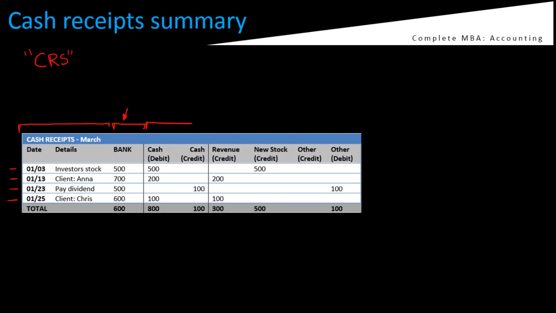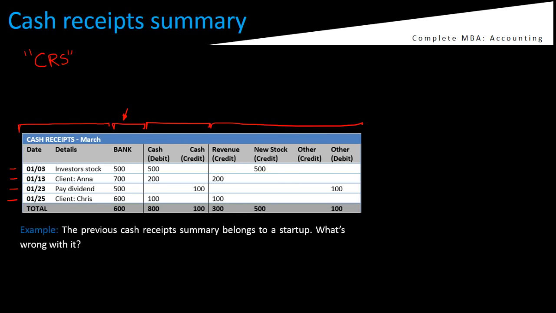The columns after that are the cash debit and cash credit from your accounts. This is the inflows and outflows of your cash. The rest are all other accounts affected in the transactions that you're noting. Usually you may have many other accounts, but here I only put 4 to make this example a bit easier. So well, now that you know this, let's do an exercise. The previous cash receipts summary belongs to a startup. What's wrong with it? As you can see, I made something fishy here and I wanted us to check it together through the numbers.